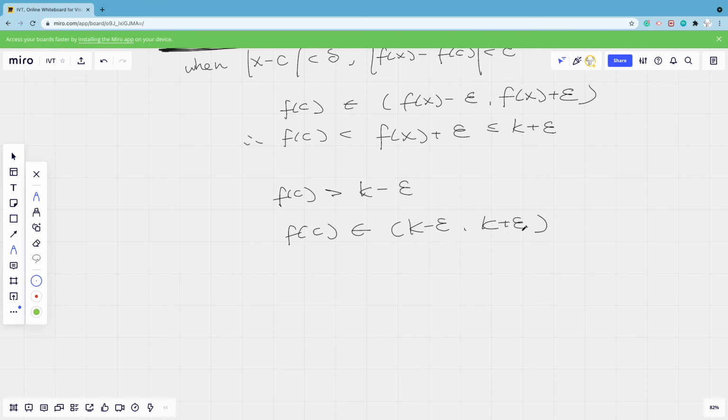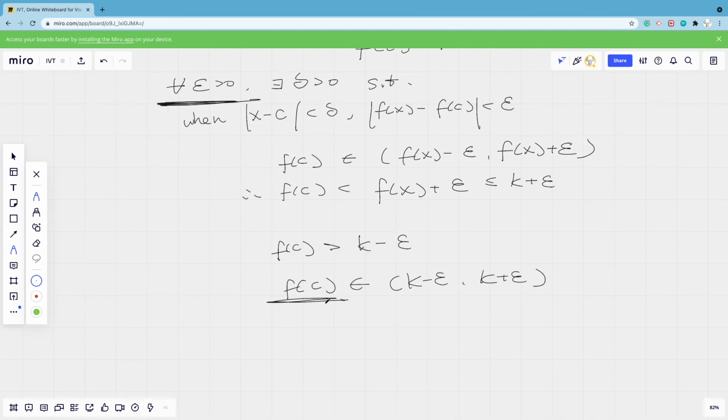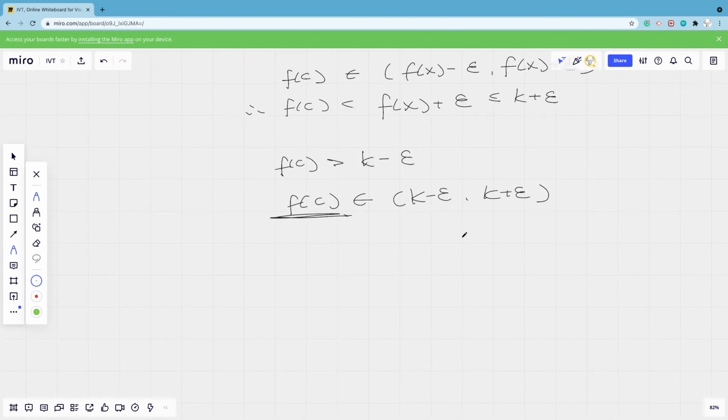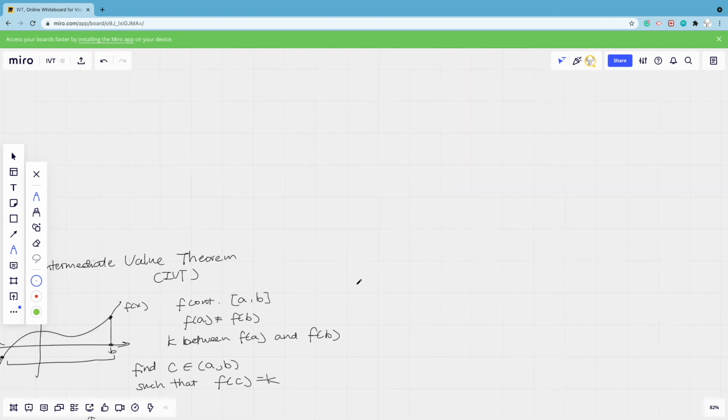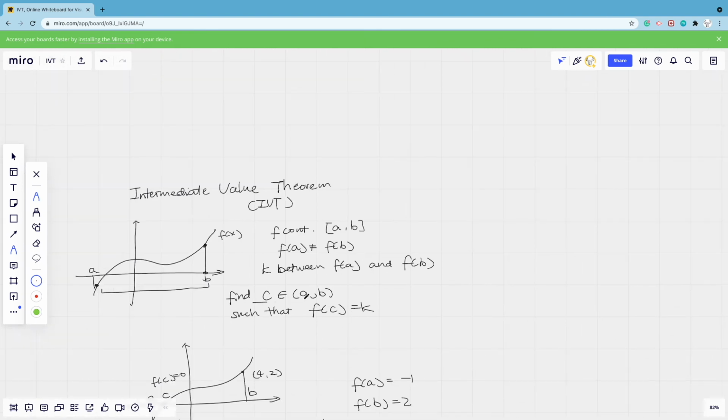We can make this epsilon any number we want, so we can make it super small. And when it is super small, note that f(c) actually exists. It is existing as a value of this function, therefore f(c) equals k. And we have proved the intermediate value theorem, which, if we scroll up, says that there exists a c in [a, b] such that f(c) equals k.